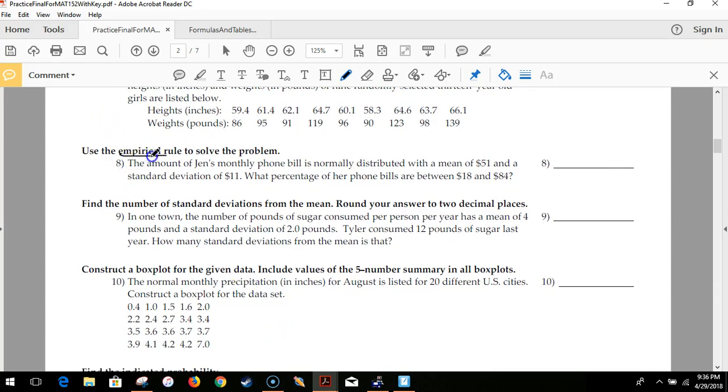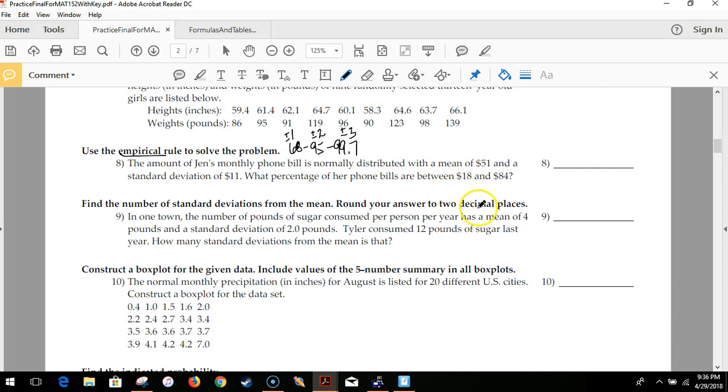Number 8 says use the empirical rule. The empirical rule was the 68, 95, 99.7 rule. If you're 1 standard deviation above or below the mean, 68% of the data lands in there. Plus or minus 2 standard deviations is 95, and plus or minus 3 standard deviations is a 99.7.